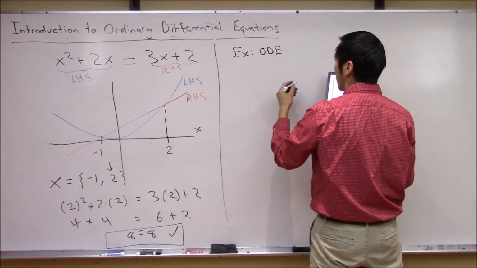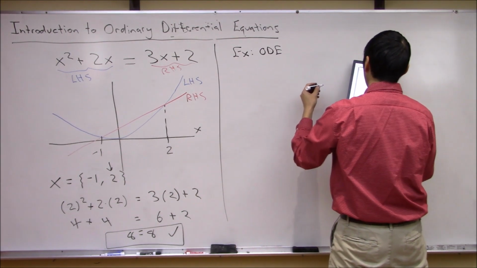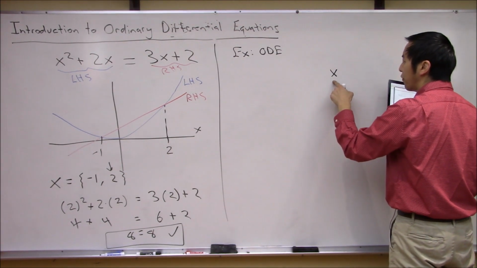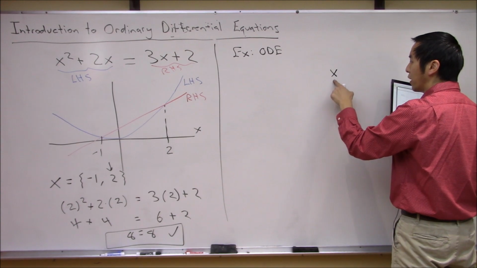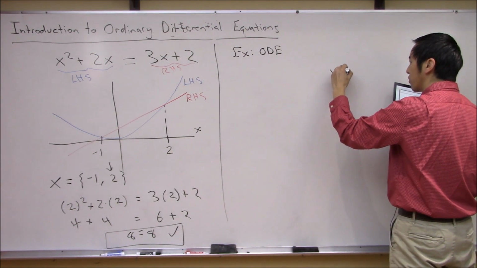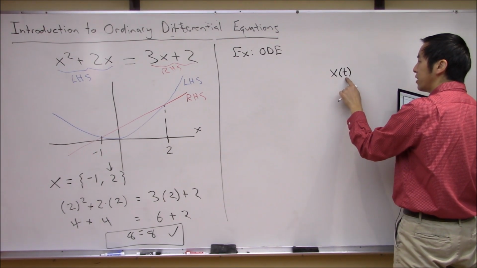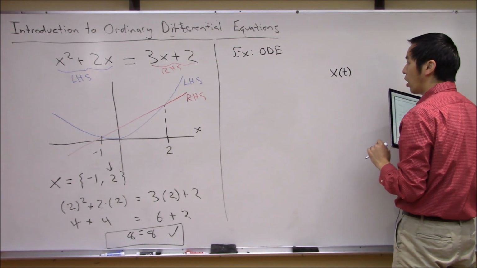So let's make this up. Again, what we're looking for is a function now. So x is not a single value anymore, it's a function. To denote that, I'm going to write this as x of t. This is a function which has an independent variable t and a dependent variable x.